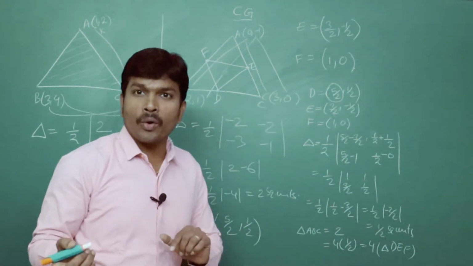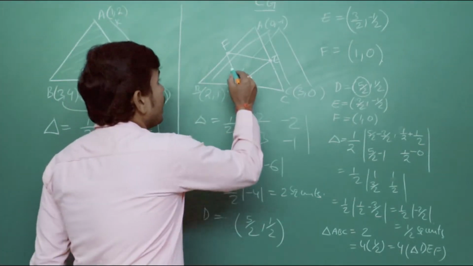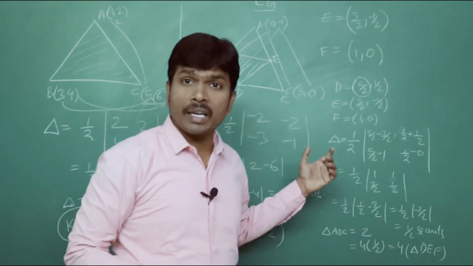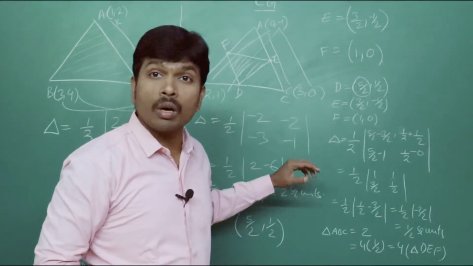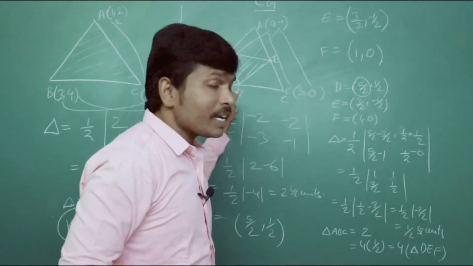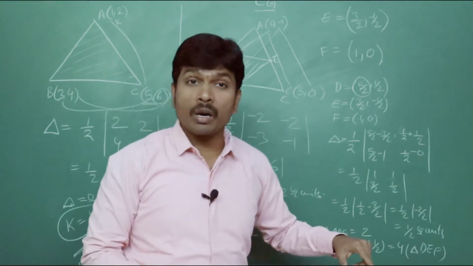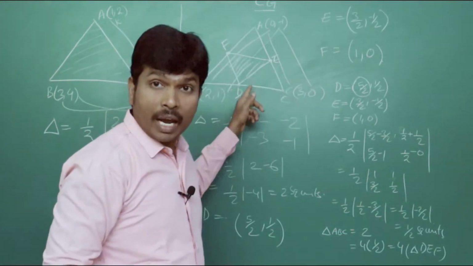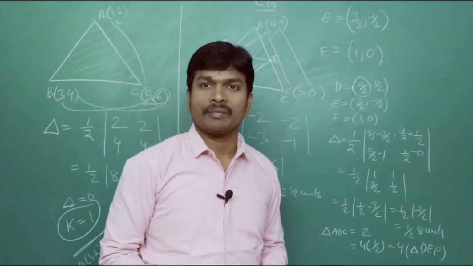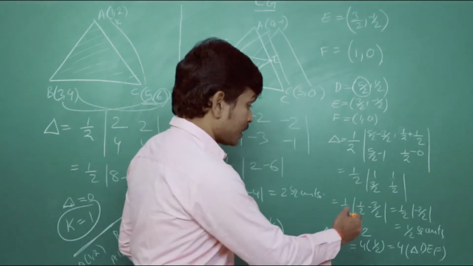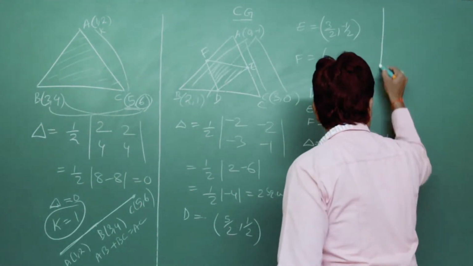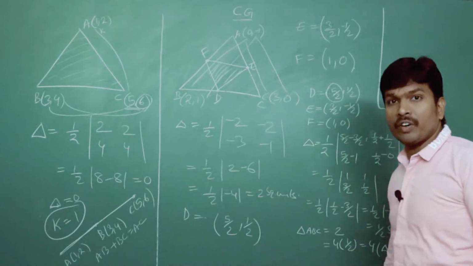So what do you notice? The area of the triangle formed by the midpoints is 1 by 4th of the area of the entire triangle. The area of the entire triangle is 4 times the area of the triangle formed by the midpoints of the sides of the triangle. Okay, an important result we noticed. Yes or no?